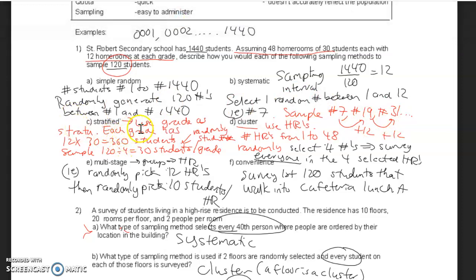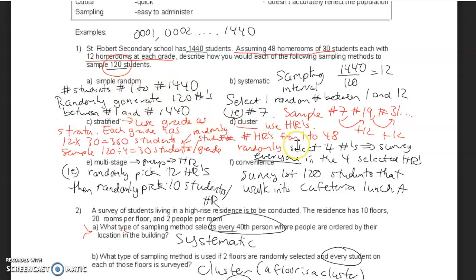Now, stratified. Let's say we decided to stratify by grade. Now, in this perfect example, each grade will have 360 students because 1440 divided by 4 is 360. Or you could say that there's 12 homerooms in each grade times 30. So then what you would do for stratified is you'd randomly sample 30 students per grade because you've got 4 grades, 120 divided by 4, 30 students a grade, okay? Obviously, also there you would need the student numbers from 1 to 1440.